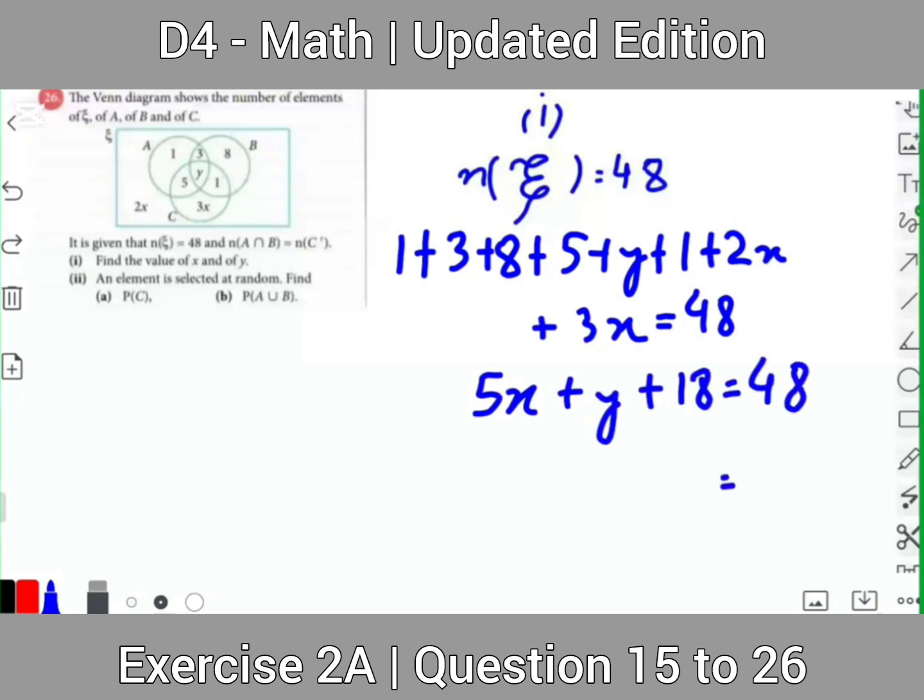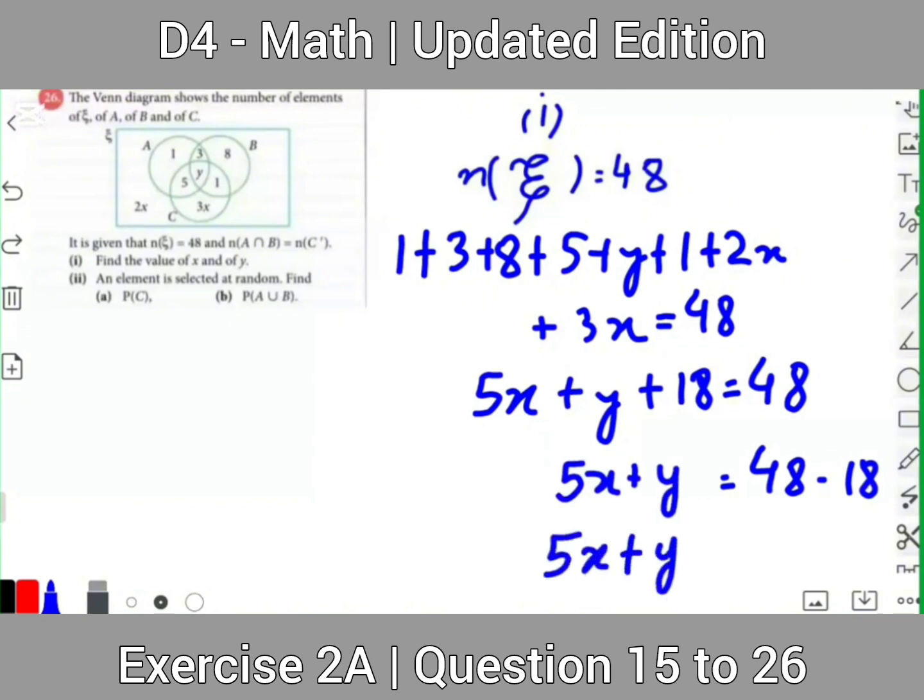And in the next step, this plus 18 goes to the other side and becomes minus 18. And we have 5x plus y is equal to 48 minus 18. And our equation will become 5x plus y equals 30. And this will be our equation 1.